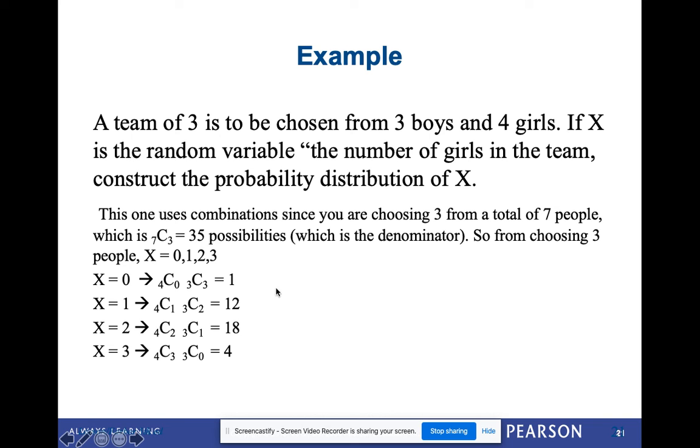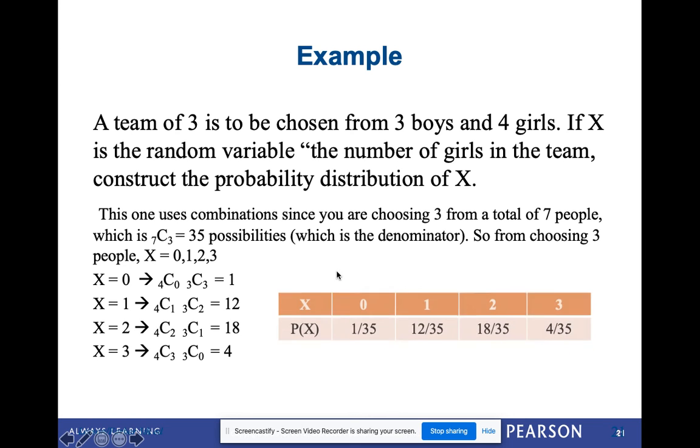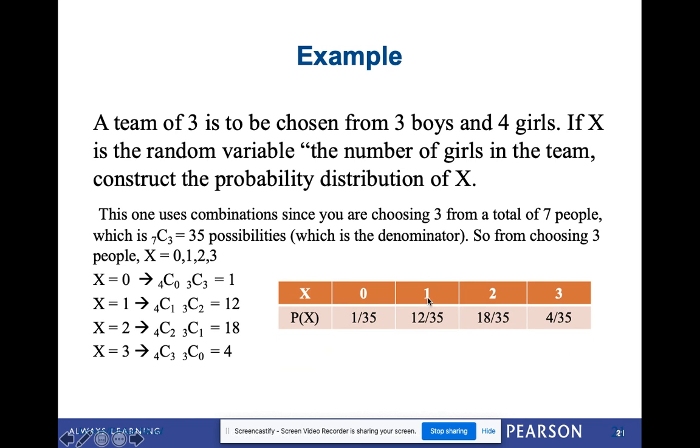35, which means this would now be your table. So when x is 0, it's 1 out of 35; 1, 12 out of 35; 2, 18 over 35; and 3 would be 4 over 35. Okay? Do you have any questions?